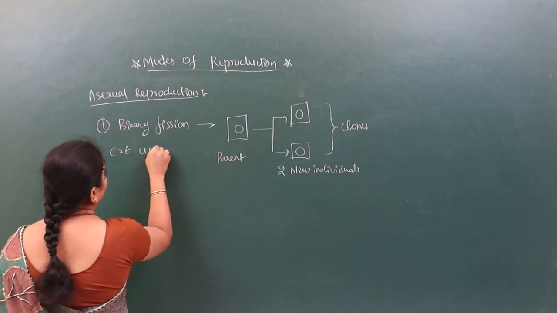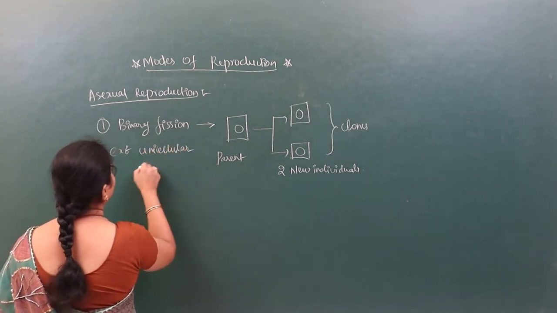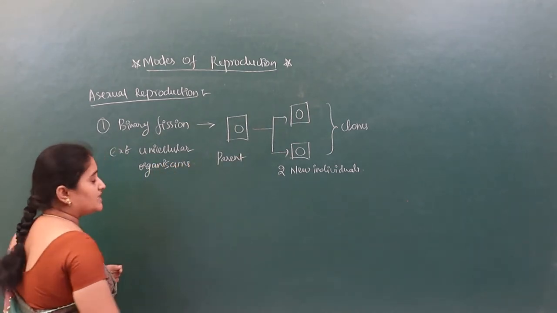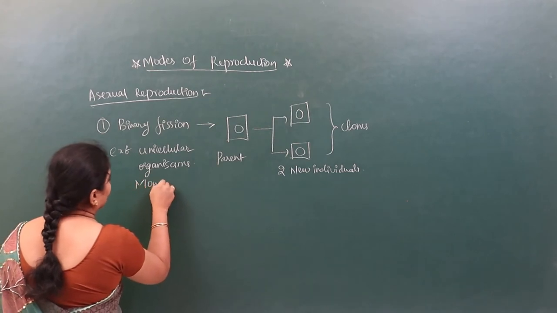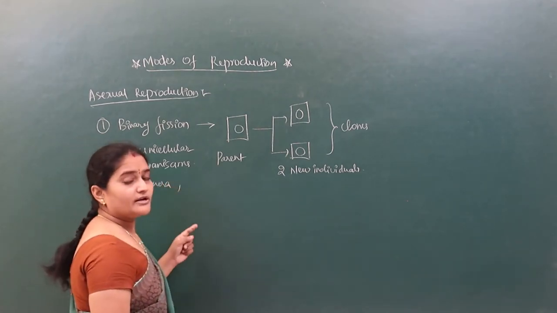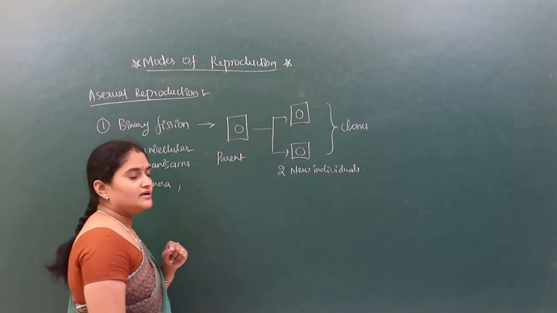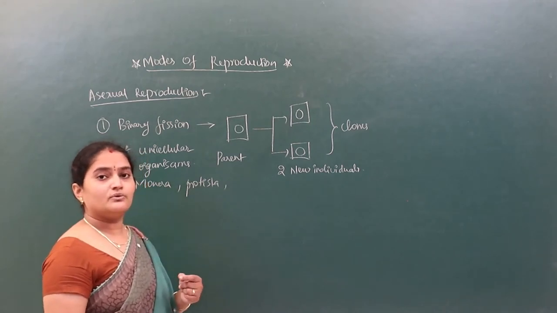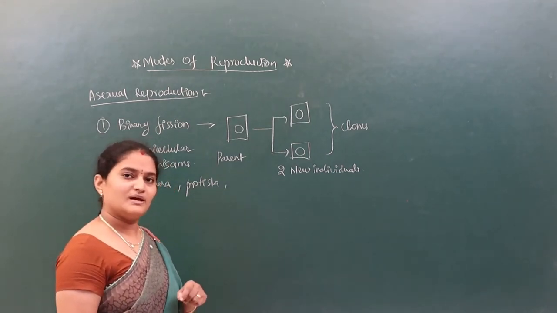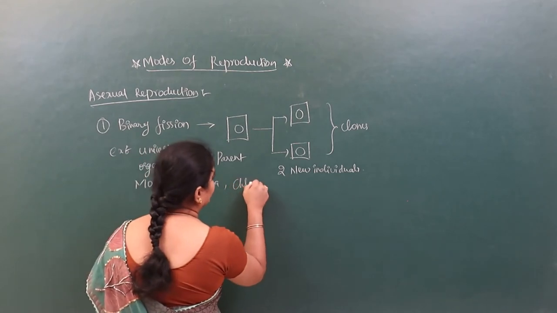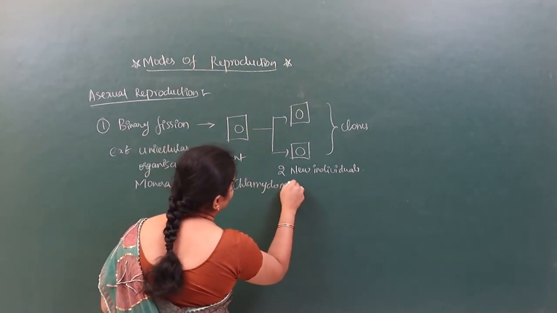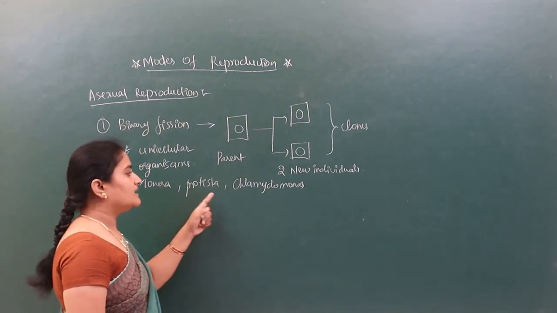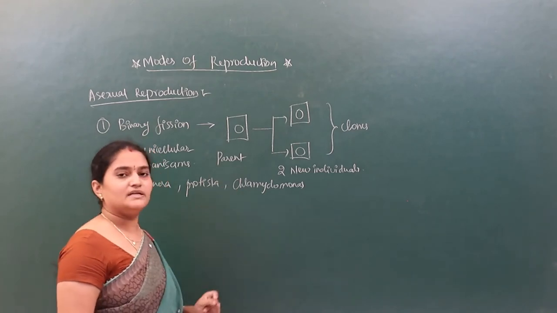Examples are unicellular organisms like Monera. And the unicellular eukaryotes are also included under Protista. And you can also include an algae called Chlamydomonas. Chlamydomonas is unicellular. So all the unicellular organisms like Monera, Protista and Chlamydomonas will go with binary fission.